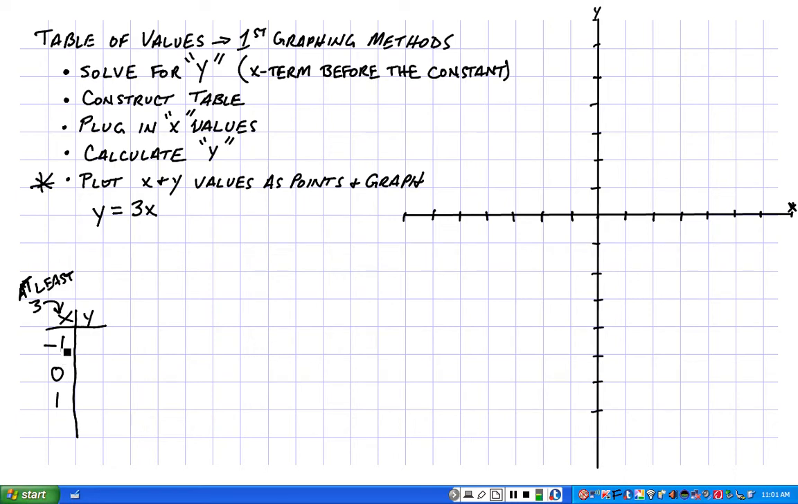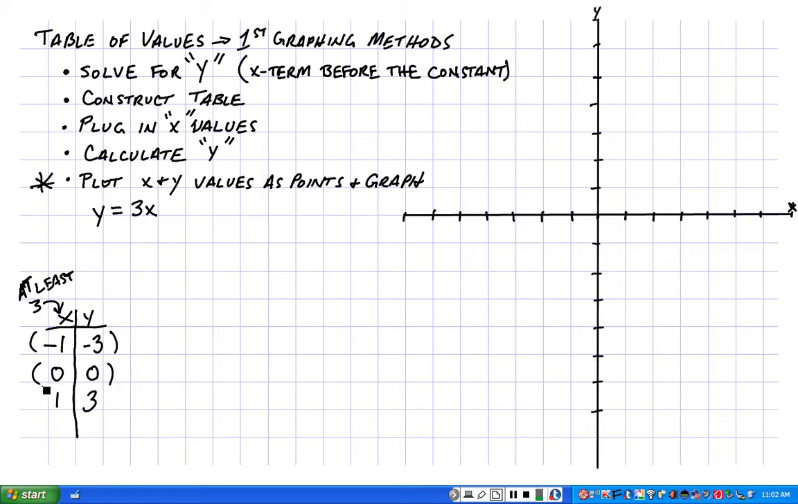So now, if my x is -1, that's like saying negative 1 times 3, which is a negative 3. So when x is negative 1, y is a negative 3. My 0 right here for x. Well, if x is 0, then 0 times 3 is 0. So if x is 0, y is 0. And then my 1, so if x is 1, then 1 times 3 is 3. And there you go. So if x is 1, y is 3. So I have my 3 points.